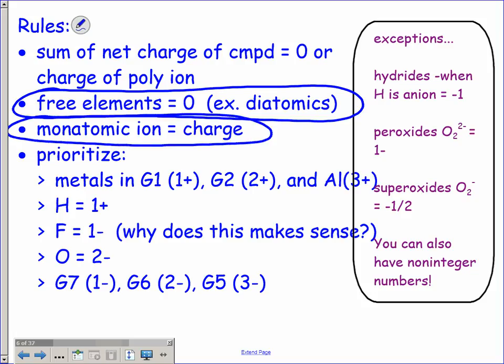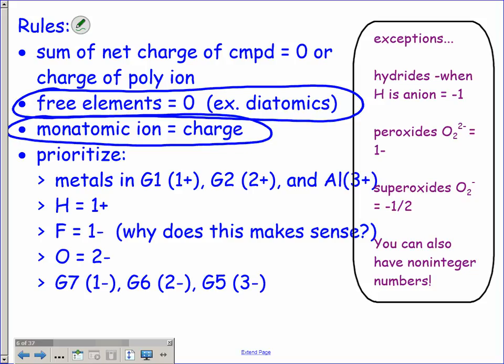If you have a polyatomic ion, it has numerous atoms involved, and the charge of the polyatomic ion should be equal to all the oxidation states added together. I think examples mean more to you than these rules right now, but these examples will use these rules as we go, so we're going over them first.